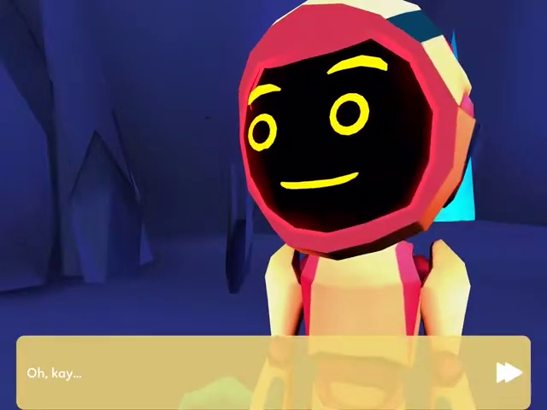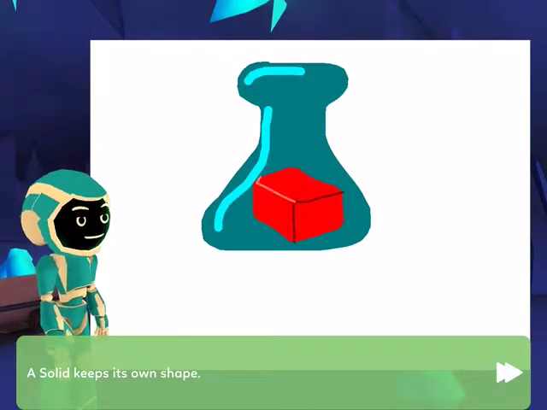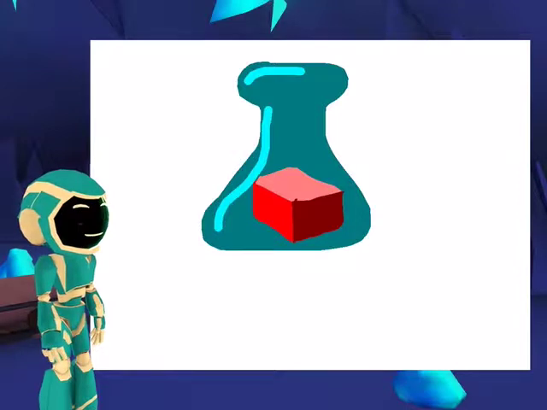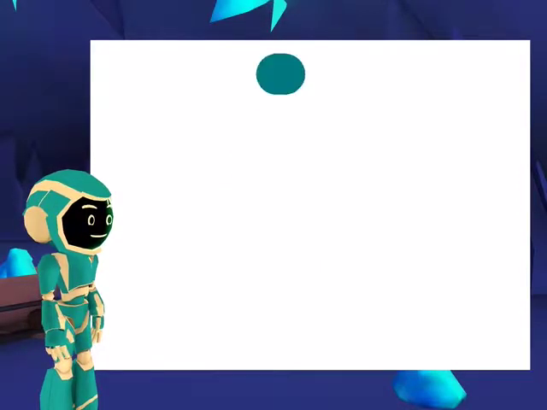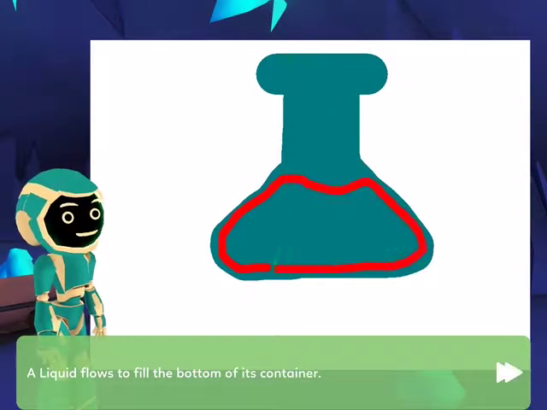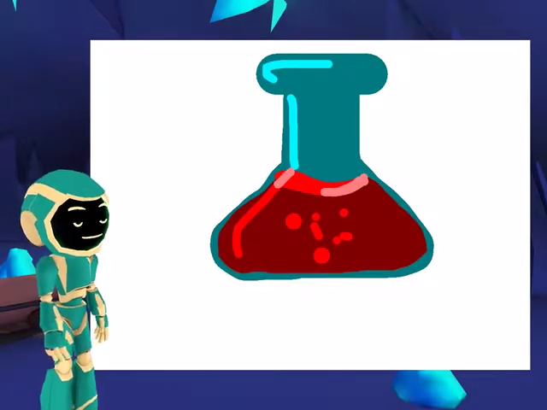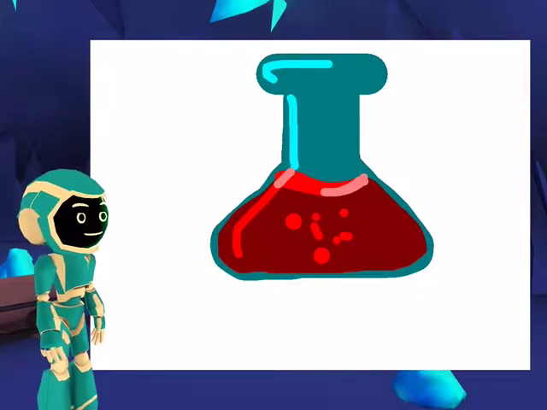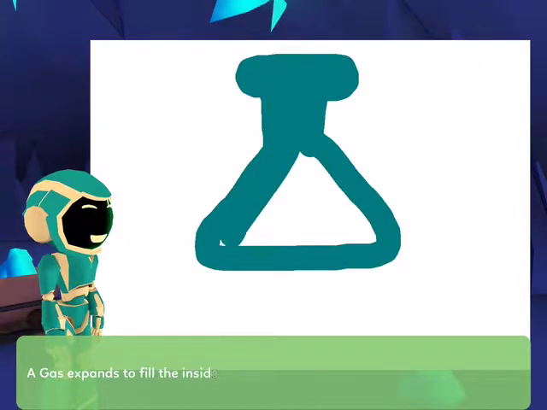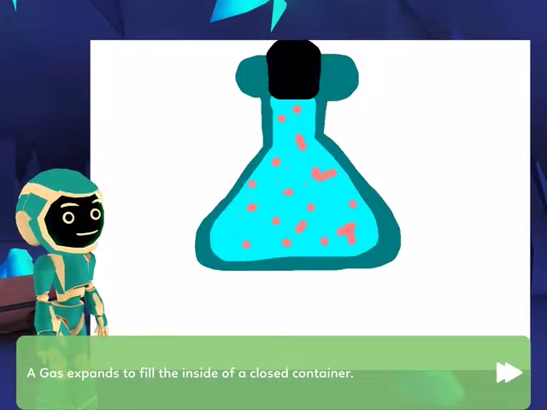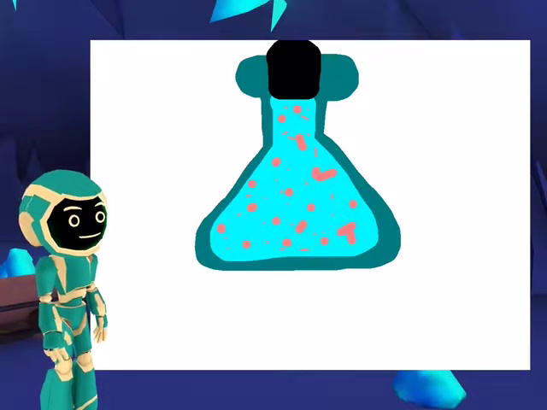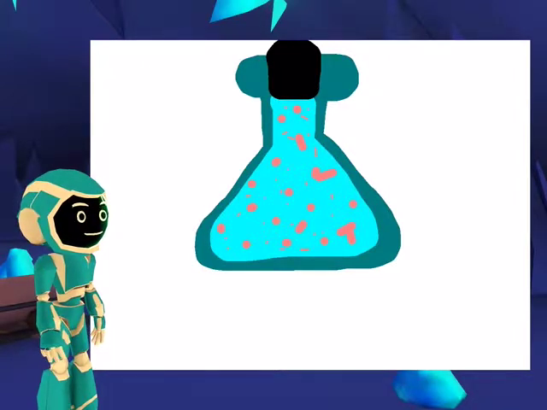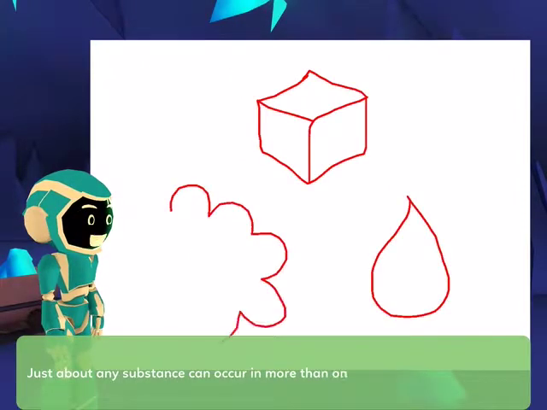Oh. Okay. A solid keeps its own shape. A liquid flows to fill the bottom of its container. A gas expands to fill the inside of a closed container. Just about any substance can occur in more than one state.